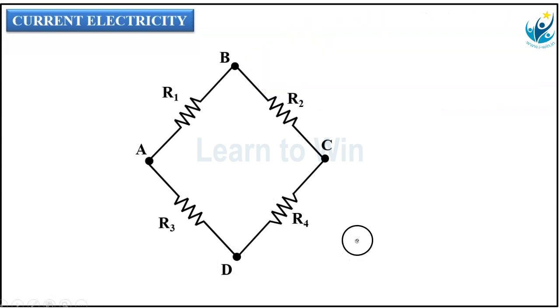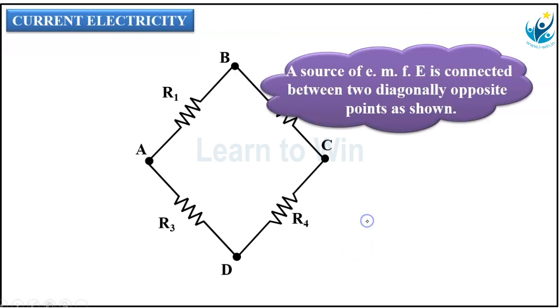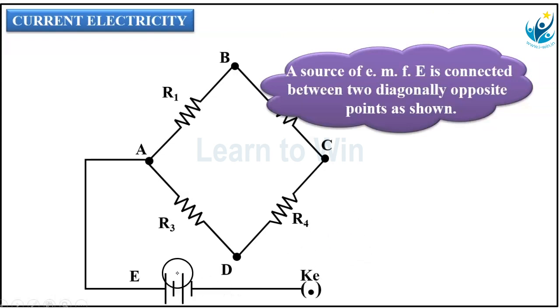Now, in between the junctions A and C, a source of EMF E is connected such that A is connected to the cell's positive terminal. This is the positive terminal. C is connected to the cell's negative terminal through a plug key. Here A, C, B and D, all these 4 are junctions.